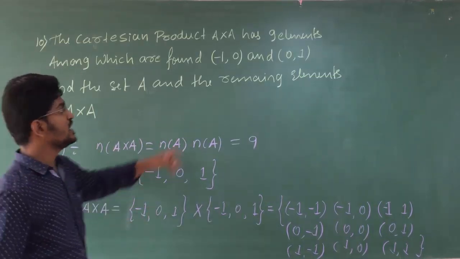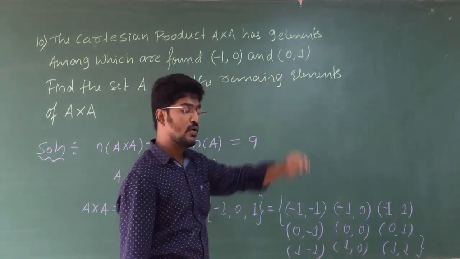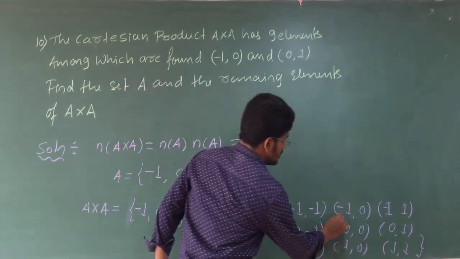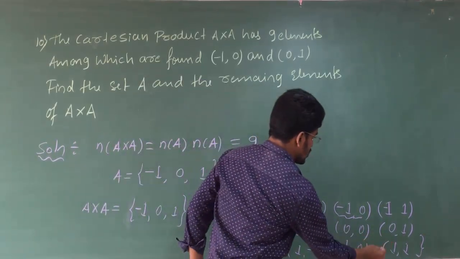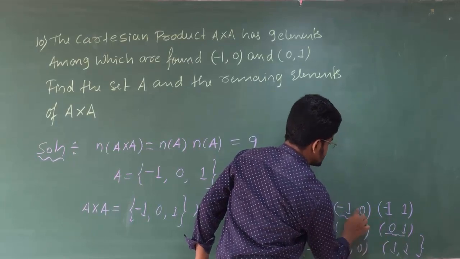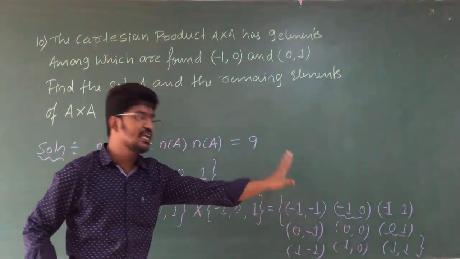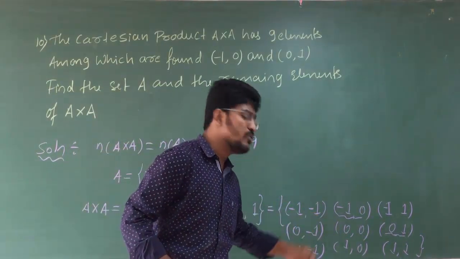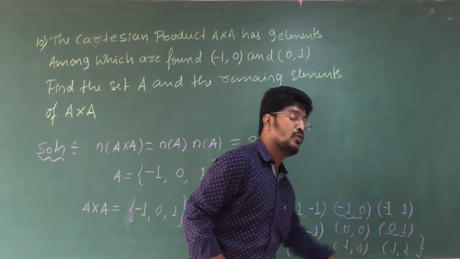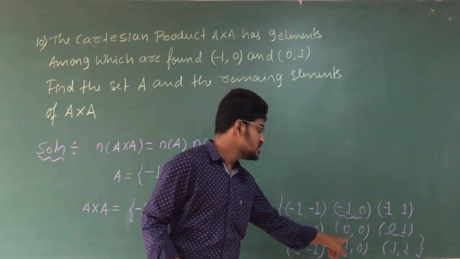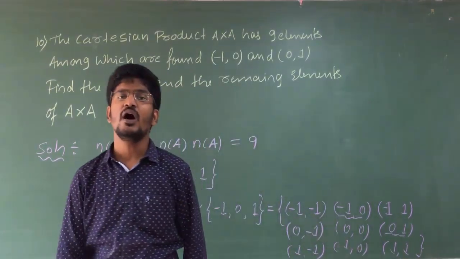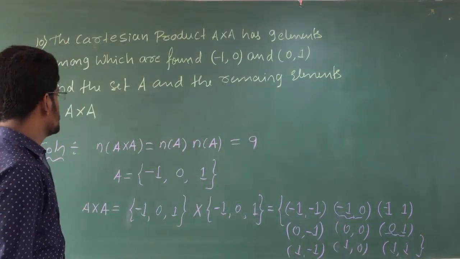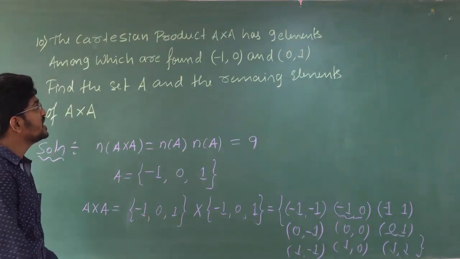So already they have given -1, 0 and 0, 1. Where is that -1, 0? This element, and 0, 1, this element. These two elements are already given, and the remaining elements are -1, -1, -1, 1, 0, -1, 0, 0, 1, -1, 1, 0, and 1, 1. Clear? So it was a very simple example, but a very tricky example.